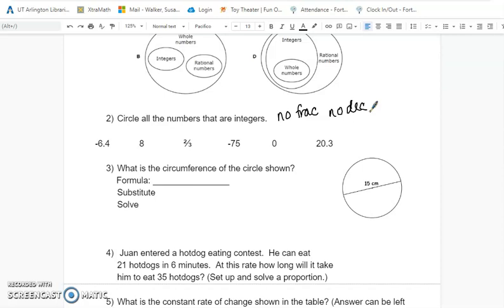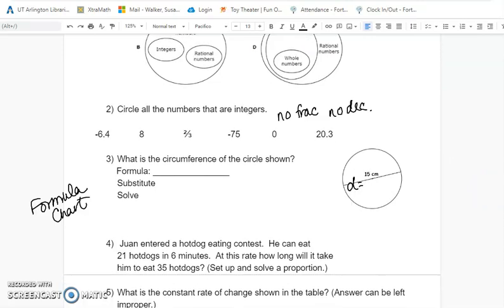Number 3, get a formula chart. Don't lose your formula chart, okay? So when I look at this, remember the first thing I need to do is label whether I have a radius or a diameter, okay? Remember diameter is like double the radius. So radius would be here, diameter doubles it. I'm going to let you do that. Write your formula. Plug your numbers in. Do the math.